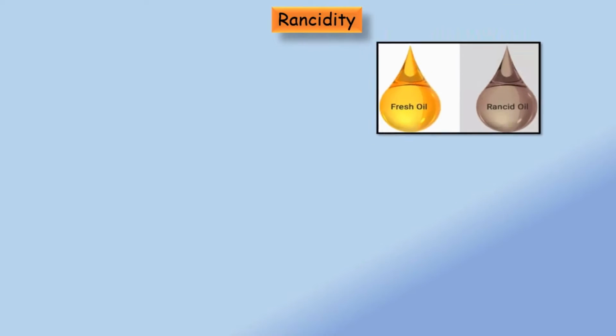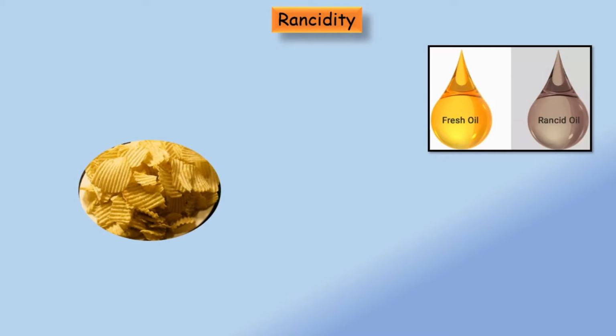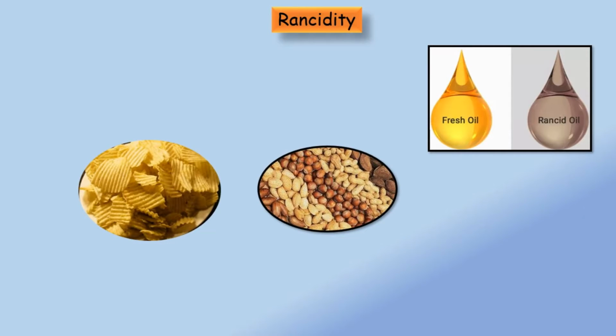Let us discuss rancidity. When we use old leftover cooking oil for making foodstuff, it is found to have a foul odor called rancidity. If food is cooked in such oil, its taste also changes. When oil or ghee is left aside for a longer time or fried food is left aside for a longer time, it undergoes air oxidation and becomes rancid.